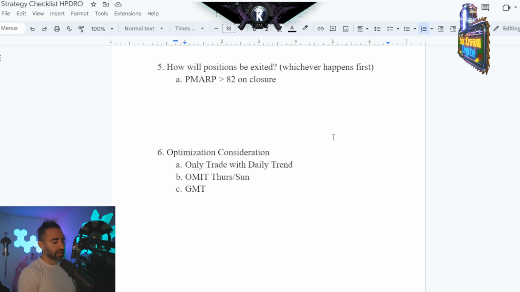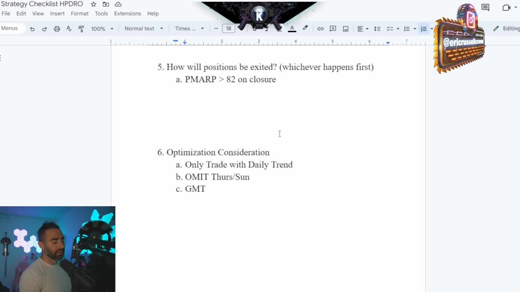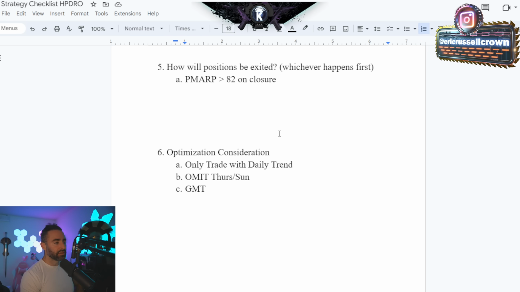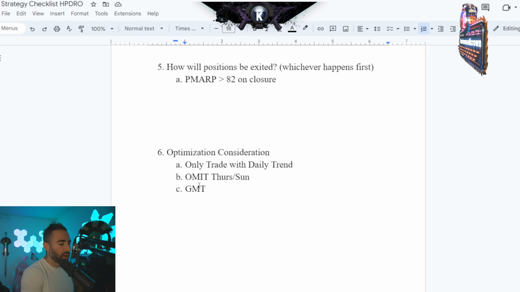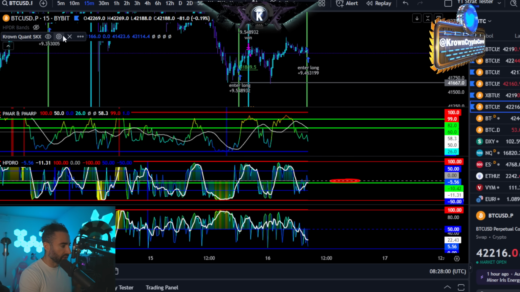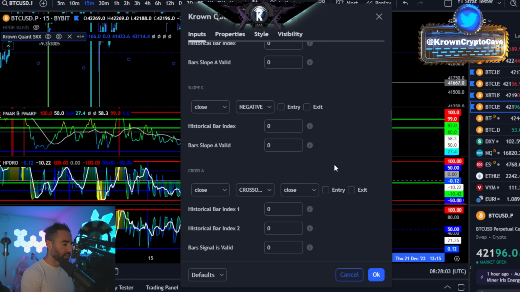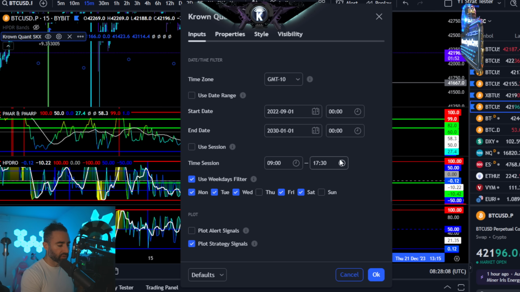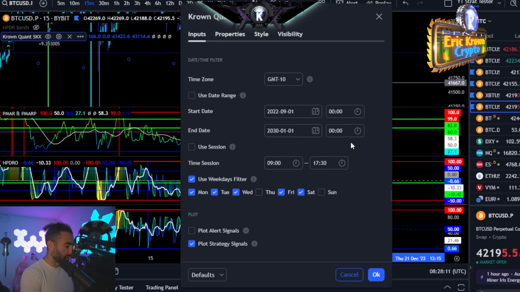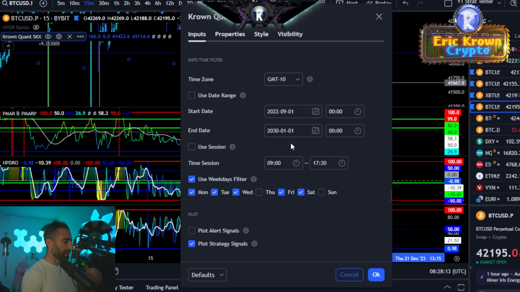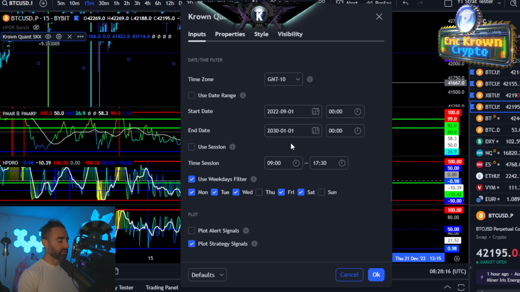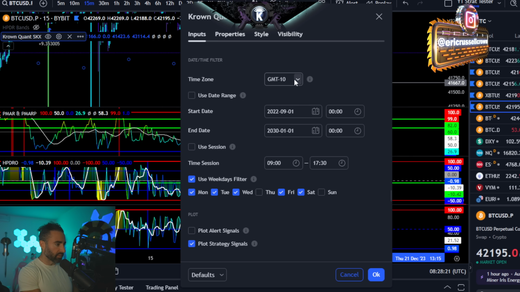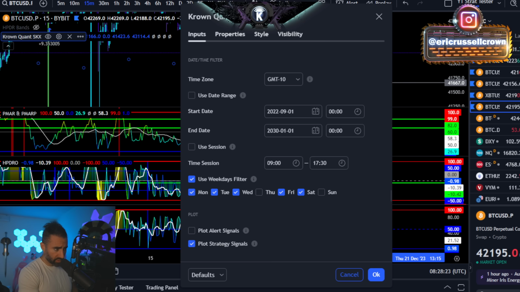And then, of course, I added some optimization considerations. You could say to only trade in the same alignment as a daily trend. So when the daily trend is up, turn this one on. Omit Thursday and Sunday. In fact, that is actually a critical point of this one. Just for whatever reason, on lower timeframes, Thursday and Sunday do not like what's called long strategies. Don't know why, but that's just been the most bearish days for Bitcoin. I mean, we do know that Thursday, statistically speaking, is most likely to close down. The time zone, GMT -10, that's something that you also might play around with and optimize as well.